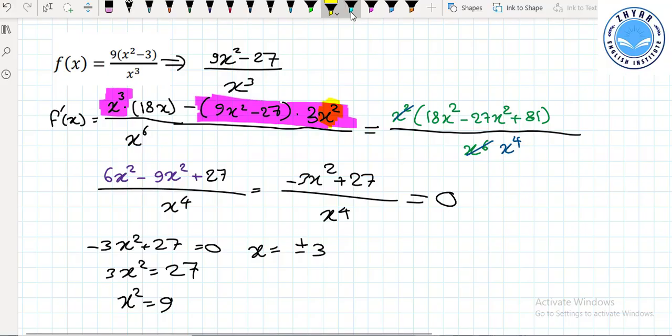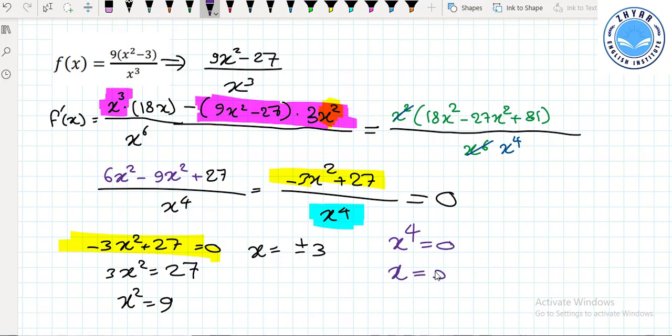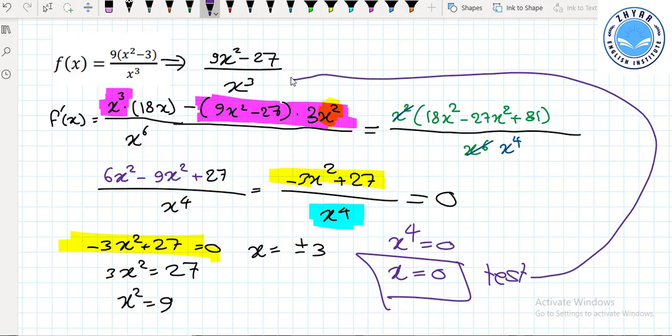Another way of finding the other possible critical values is to solve the denominator. We already solved the numerator. We got two answers. Now you're going to solve the denominator. Denominator is x power 4 equal to 0. Directly x equal to 0. This x equal to 0 makes the derivative undefined. Now we need to test that to see if it makes f(x) undefined as well. So if we input 0 into f(x), this is going to be negative 27 over 0. F is also undefined at x equal to 0.